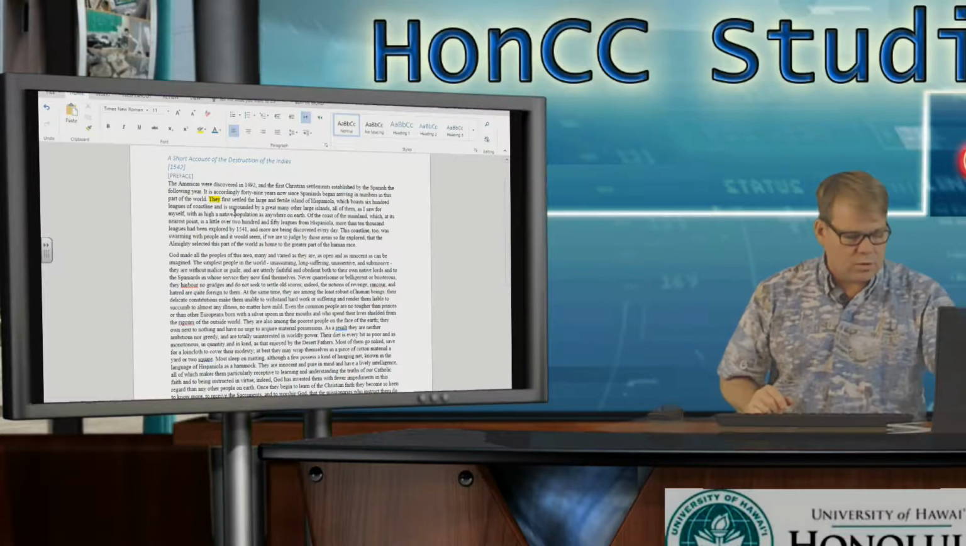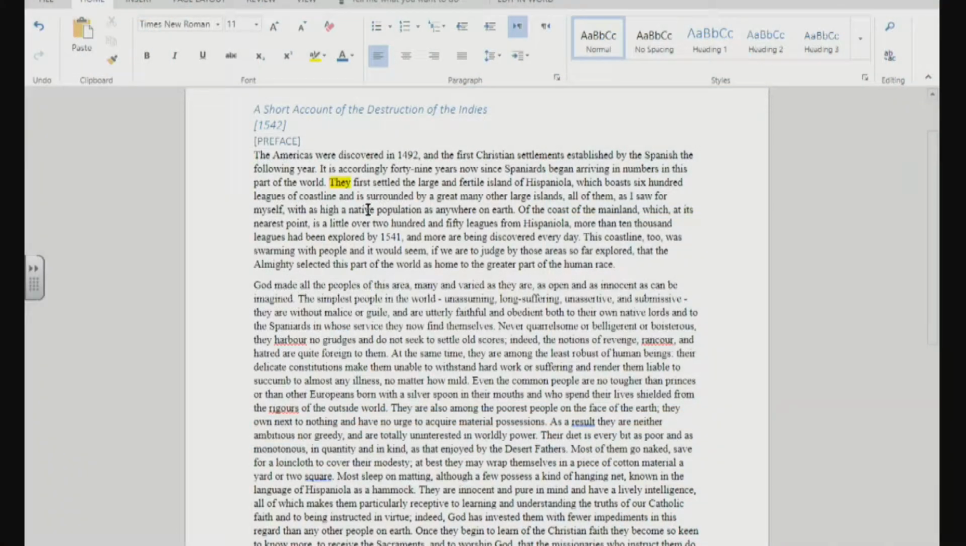But let's dig into it a little bit more. If we go back here, we can begin to think about what De las Casas' purpose is by trying to come up with an idea of what he is trying to say in this paragraph altogether. So one of the key things that I've noticed as we read this is that he says of the coast of the mainland, which at its nearest point is a little over 250 leagues from Hispaniola, so that's kind of an aside. The distance is important to a navigator, but not important to us for this purpose.